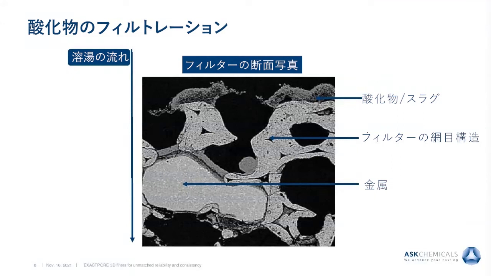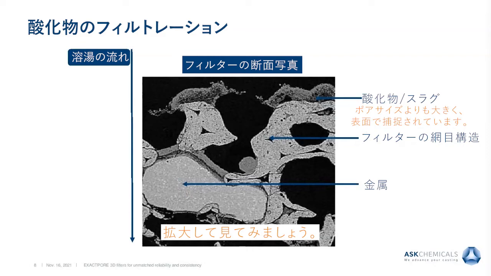When we look at this representation or cross-section of a filter, we see some of the large oxide slags being trapped on the filter surface. These oxide inclusions and slag are too large to be transmitted through the pore size of the filter.